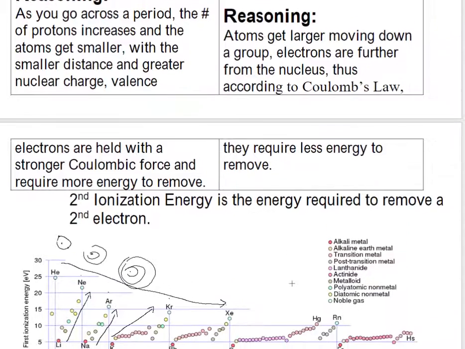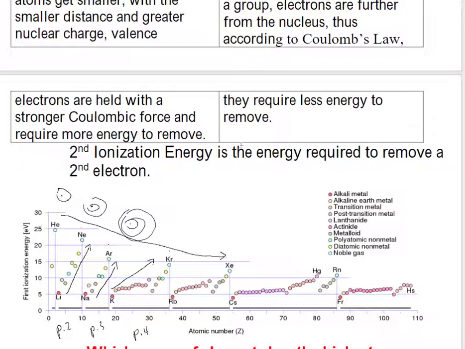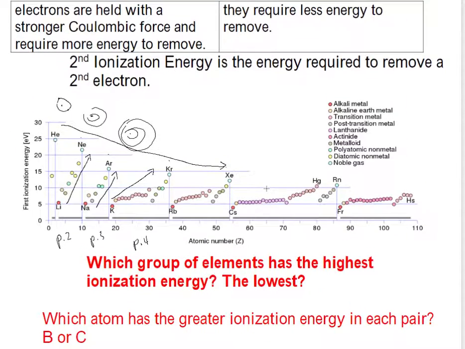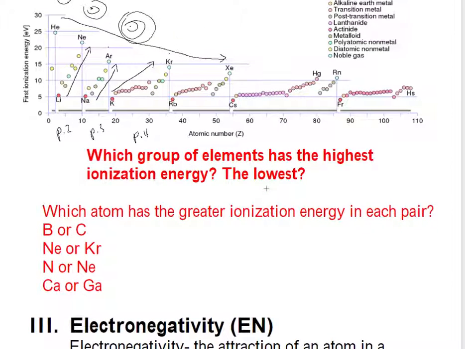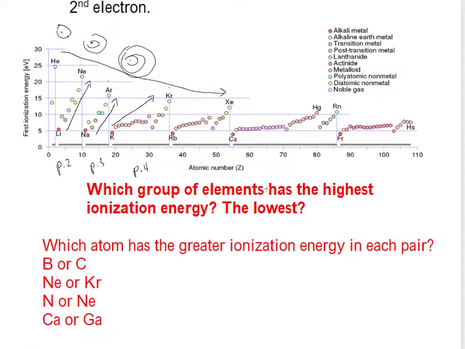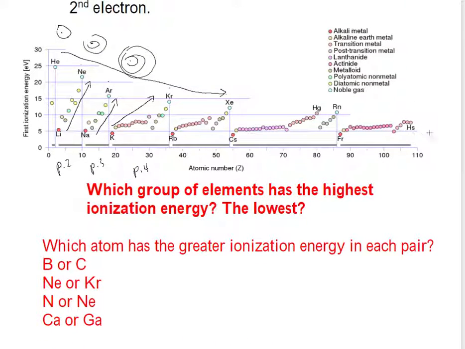Second ionization energy you guys might see is just the energy required to remove a second electron. So once we remove this first outer electron, if we want to remove another electron, that energy is the second ionization energy. Which group of elements has the highest ionization energy, and which group of elements has the lowest ionization energy? Let's see if you guys can answer these questions.